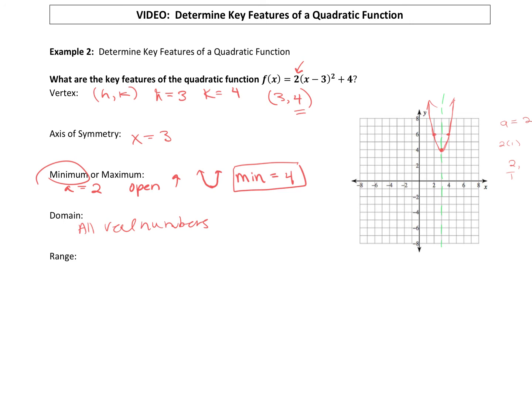And then the range, we notice that our parabola is not going to go below this line at 4. So the range for your y's, all of the y's are greater than or equal to that value of 4.